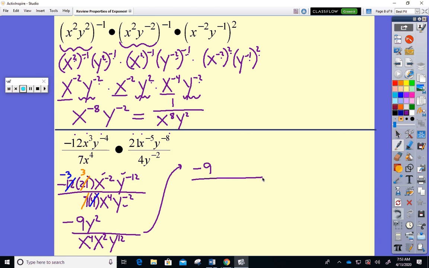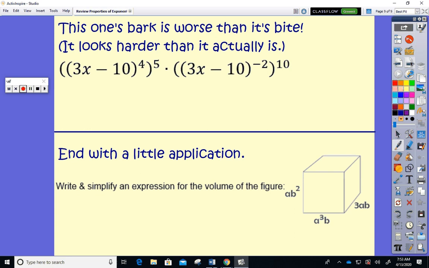Now, when you do the x to the 4th times x to the 2nd, you're going to get x to the 6th on the bottom. Now, when you look at the y to the 2nd over y to the 12th, the y to the 12th is bigger, so subtract to the bottom. 12 minus 2 is 10. And what I might want to do is say, well, that would look better if I wrote it like this. But it doesn't change the problem. It just makes it look better. Okay. All right. So we got a couple final problems here.